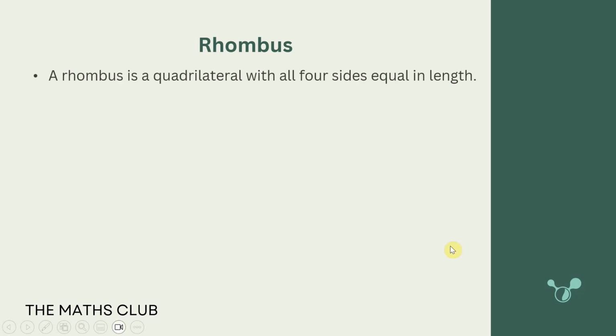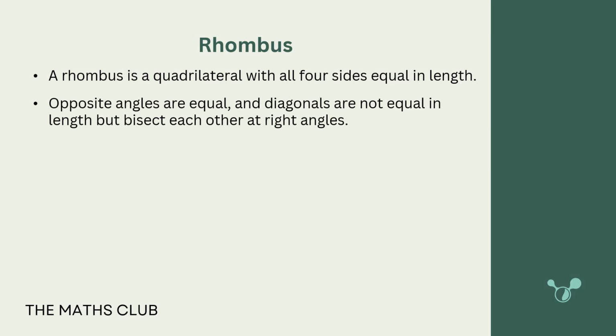So what is a rhombus? A rhombus is basically a quadrilateral with all 4 sides equal in length. So it's a quadrilateral, but all the 4 sides are equal in length. You might say, is that not the same thing as a square? We'll see for that one. For a rhombus, opposite angles are equal. They didn't say all angles are equal, they said opposite angles are equal.